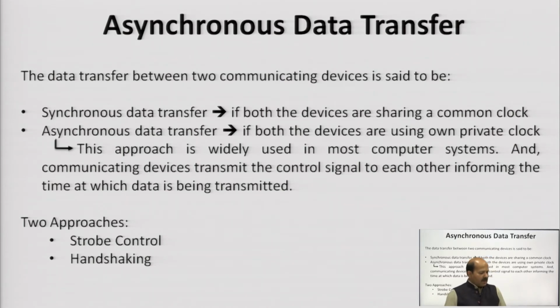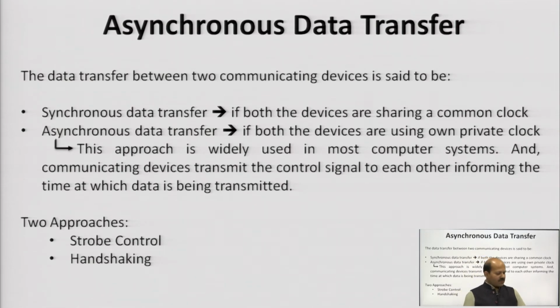Here, programmers developed various methodologies or protocols through which two devices can be synchronized. The device sending the data is called the source unit, and the second unit which is receiving the data is called the destination unit. So, the source unit and destination unit will be synchronized using some protocol or some methods. There are basically two methods we will study in this course: strobe control and second is handshaking.